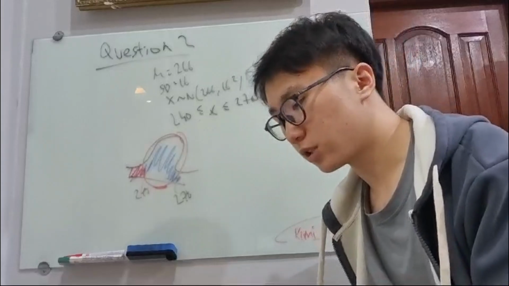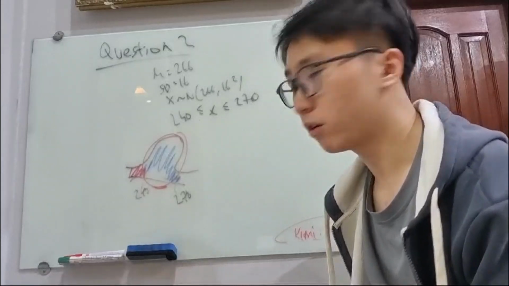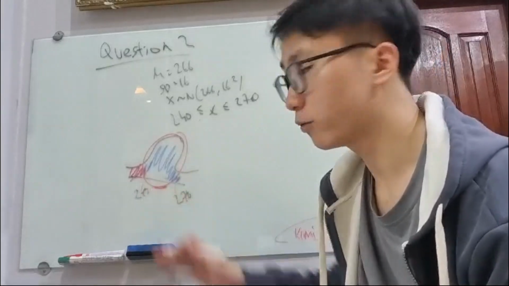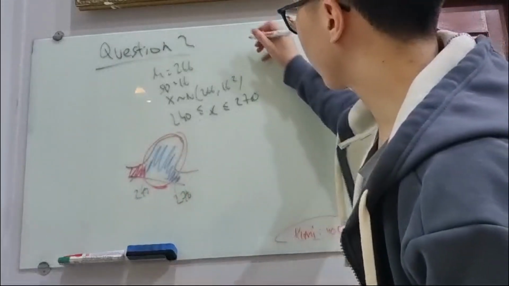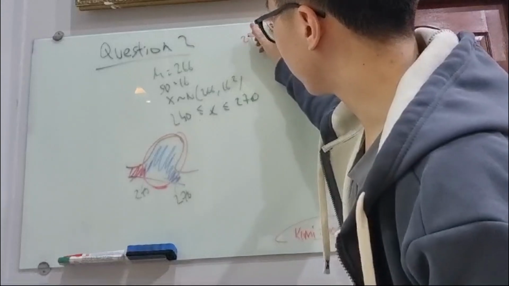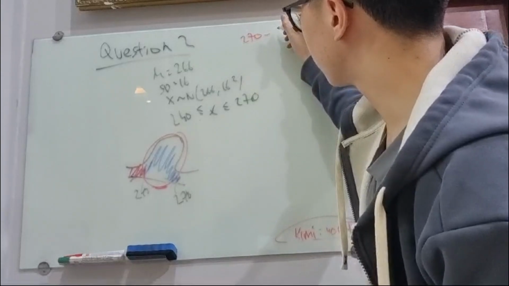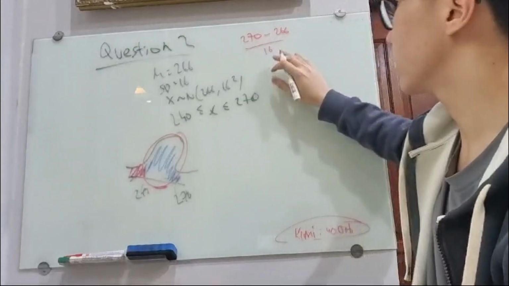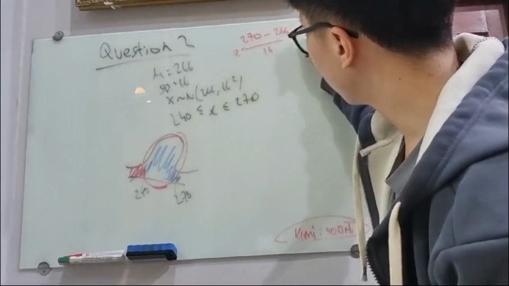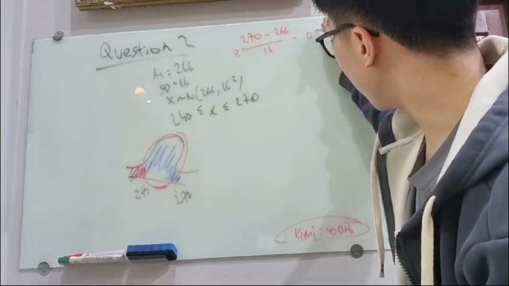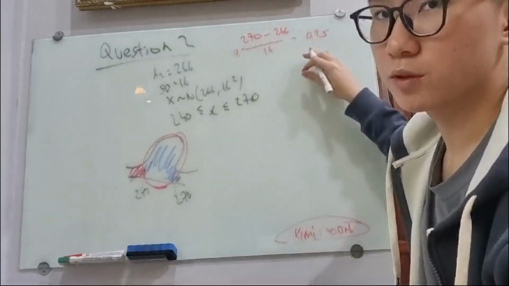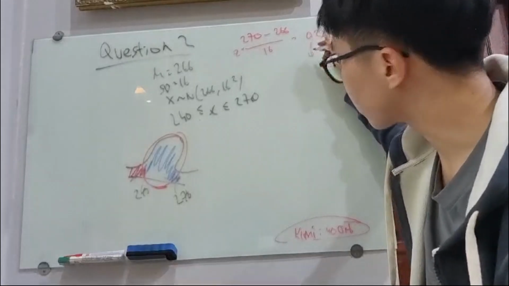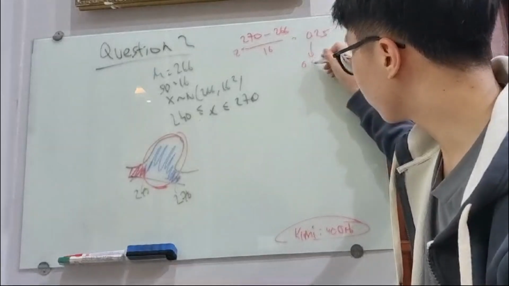So it's simple really. We just need to find both of the areas. First, the area covered by 270, and then we just subtract that with the area covered by 240. So for the area covered by 270, we need to find the z value of it first. 270 minus the mean, 266, divided by the standard deviation, 16. We get the z value of 0.25. And then we just use a calculator or a table, the z table, to find the area which it covers, and the area is 0.5987.